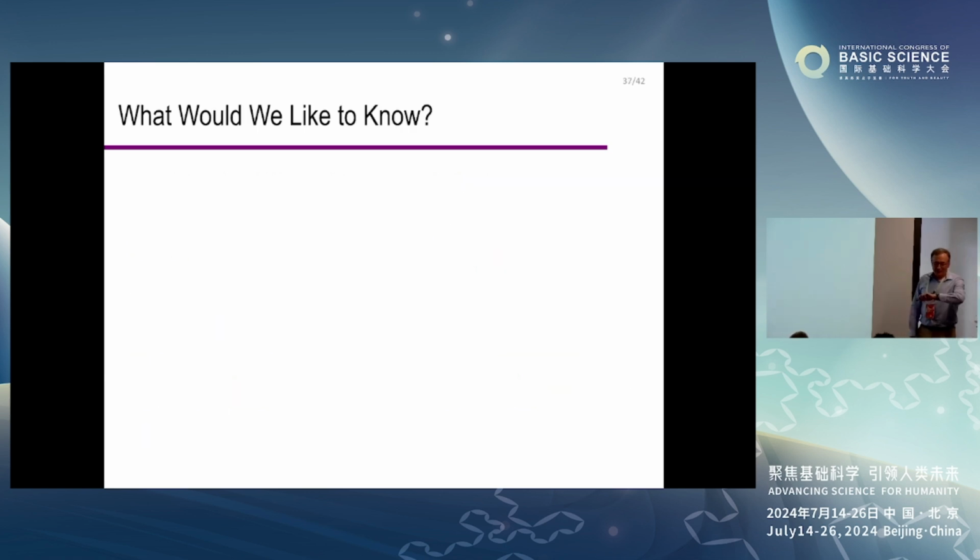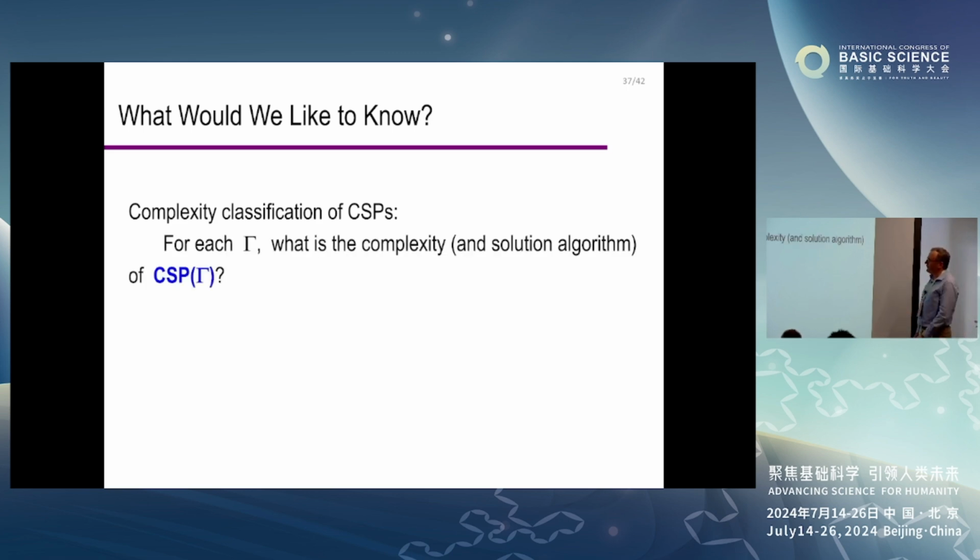Okay, so what would we like to know about those non-uniform CSPs? Of course, we want a complexity classification and algorithms wherever possible. So for every gamma, we want to find the complexity and the solution algorithm for CSP of gamma. In this talk, we're only talking about relations on a finite set. Infinite is a totally different ball game, much really different. Anyway, this is what we want to do.